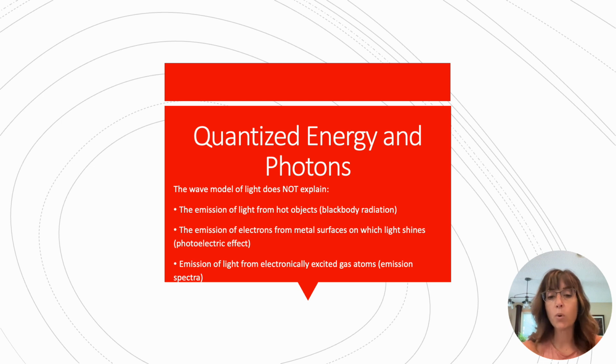As we get into Bohr's model and quantum mechanics, we need to talk about quantized energy and photons. The wave model of light does not explain a few things. It doesn't explain the emission of light from hot objects. We call that black body radiation. It does not explain the emission of electrons from metal surfaces when light shines on it, the photoelectric effect. And it does not explain the emission of light from electronically excited gas atoms, the emission spectrum. So, what's going on?